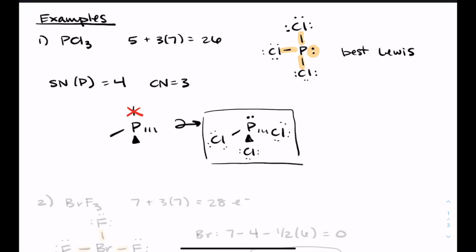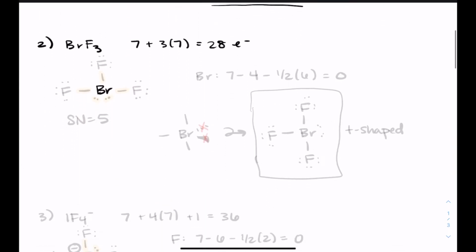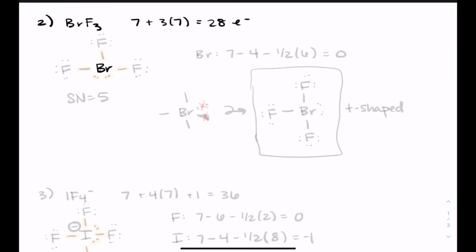The next example is BrF3. So valence electrons, 7 from bromine, 7 from each fluorine. That's 28 electrons. Connect fluorine to bromine. Bromine's my central atom. And put lone pairs around the fluorines. I am left with 4 electrons that I still have to put in here. So I put them on bromine, and that's okay. So my bromine has more than 8 electrons around it, but it is in the 4th row of the periodic table. So I am allowed to expand its octet.